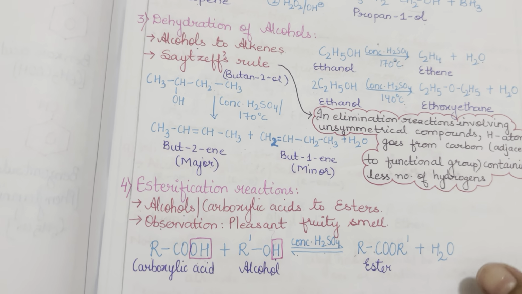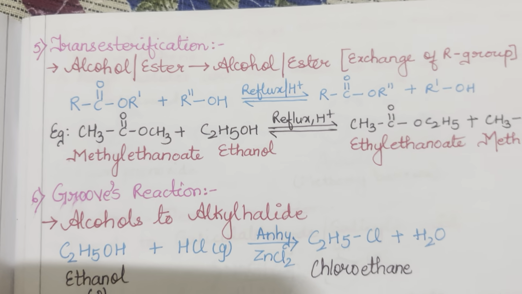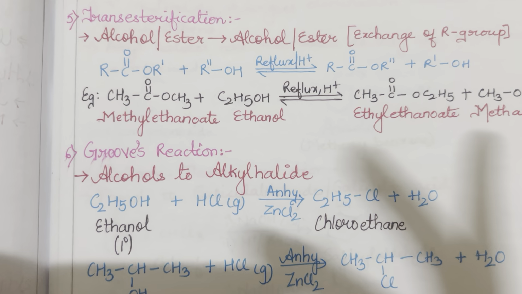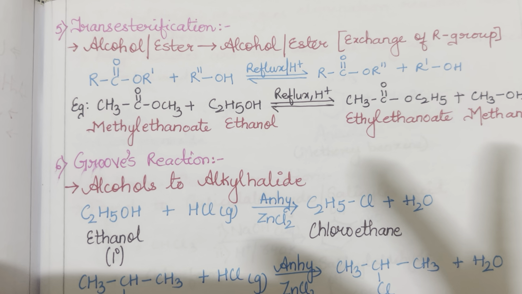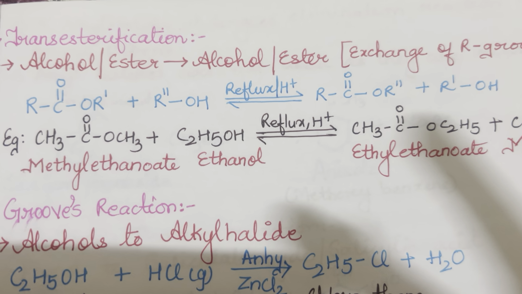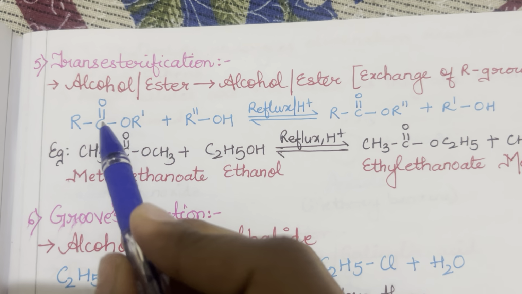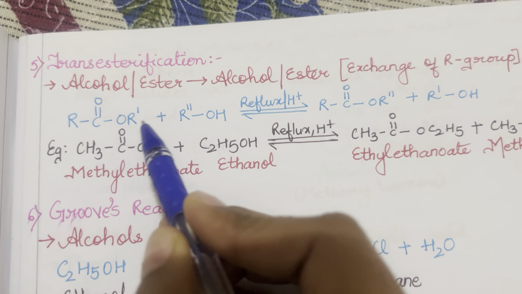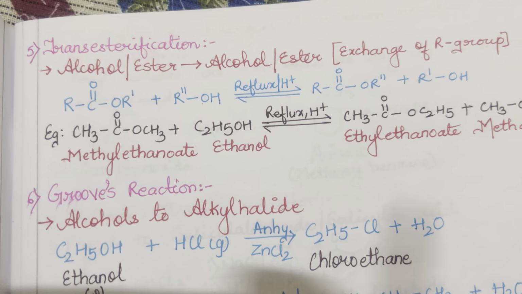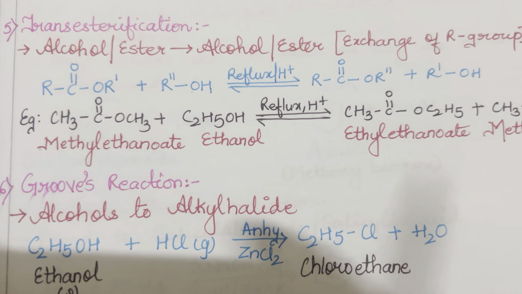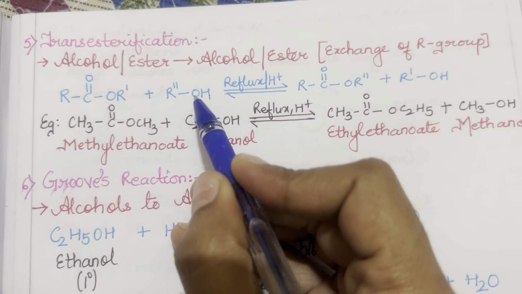Now the next main reaction, the fifth one, is transesterification. Transesterification is the opposite of the same. So in this case, what do you get? You have an ester and you have an alcohol. So here you can see RC double bond OOR dash plus R dash OH. This is an alcohol. Here the single dash and double dash represent that the carbon can be the same or the carbon can be different as well.